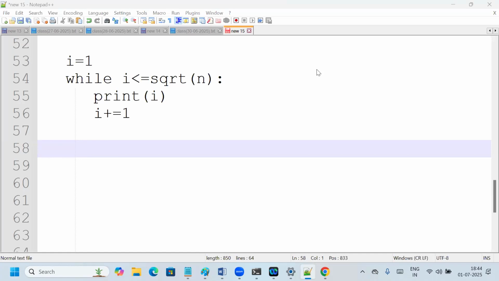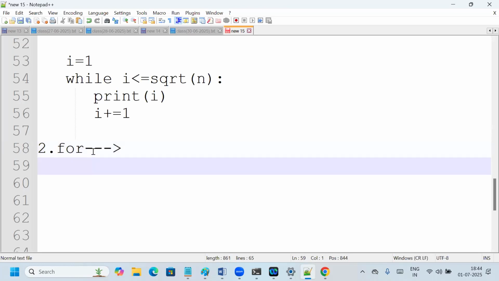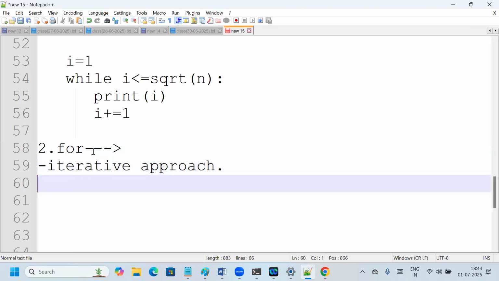Now you know what is time complexity. Space complexity, I don't want to rush now. Let me complete the data structures, then we'll come back to space complexity. So we have one more loop, which is a for loop. It is also the iterative approach.